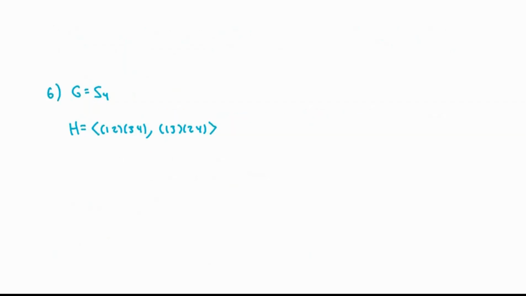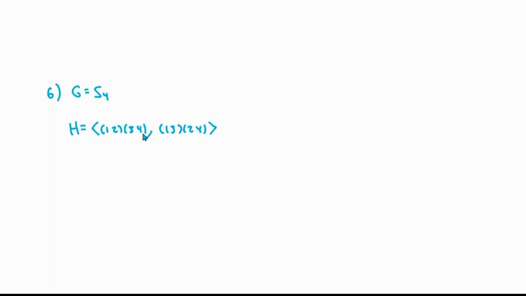For our final example, let's take G to be the symmetric group of degree 4, and let's let H be the subgroup of G generated by the two permutations that you see here. Now first of all, the key to understanding this group H is to notice that number 1, both of these permutations are elements of order 2, since they're each a product of two disjoint 2-cycles.